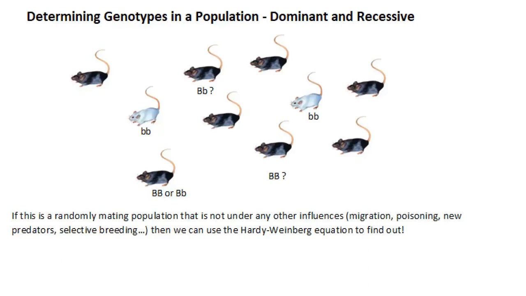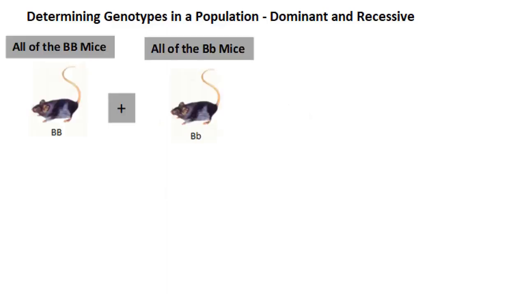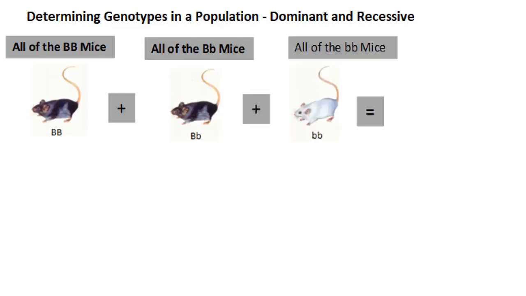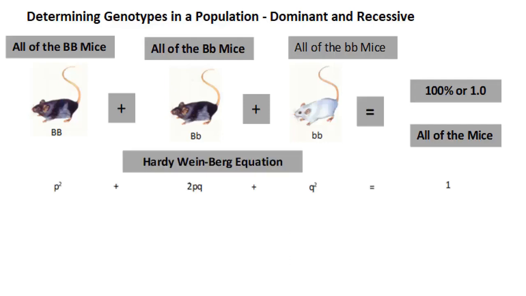So here is what the Hardy Weinberg equation says. All of the mice that are big B, big B, plus all of the mice that are big B, little b, plus all of the mice that are little b, little b, that's going to be the whole population. That's going to equal all of the mice, or 100%, or 1.0. You've got to remember, we can express 100% as 1.0. So here are each of the variables for each of the parts of this equation. We'll take a look at those now.